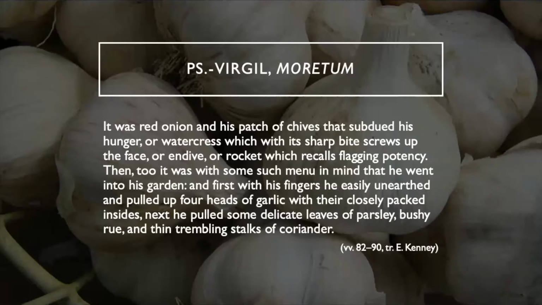What has been mentioned so far that is in his garden that he might eat are red onion, chives, watercress, endive, and rocket. All of these are sharp tasting vegetables. What goes into his Moretum, by contrast, are lots of garlic. Parsley, though, not quite so sharp. Rue, very bitter. And then coriander, less sharp. And all of these vegetables are available in winter.